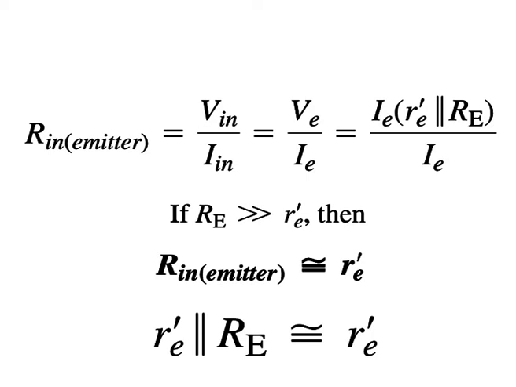The current gain is the output current divided by the input current. Ic is the AC output current and Ie is the AC input current. Since Ic is approximately equal to Ie, the current gain is approximately 1.